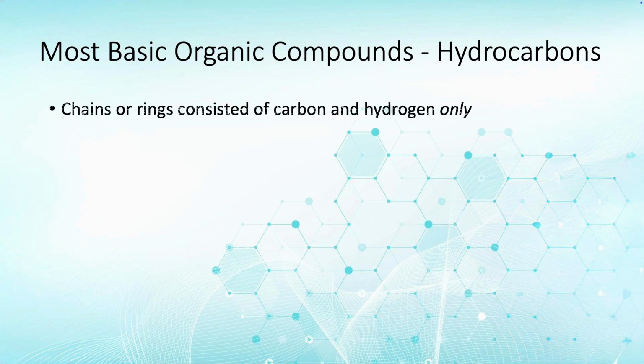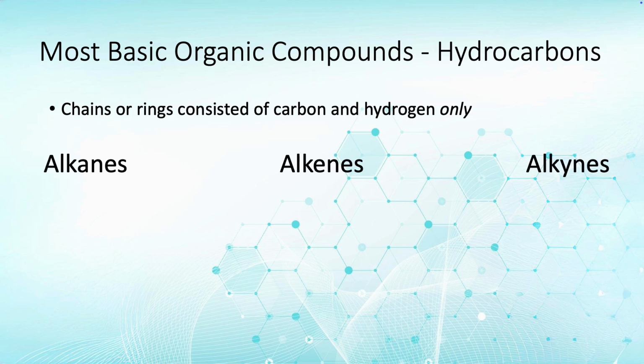In organic chemistry, we focus on studying carbon, and the most basic molecules we can have in organic chemistry are hydrocarbons, or simply chains and rings of carbons with only hydrogen connected to them. We divide hydrocarbons into three main groups: alkanes, alkenes, and alkynes. We also have cyclic and aromatic hydrocarbons, which come up later in the course, but we'll briefly introduce them later.